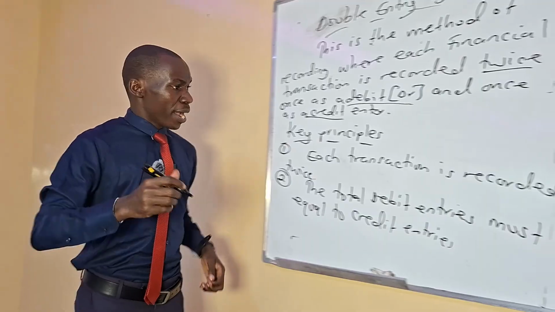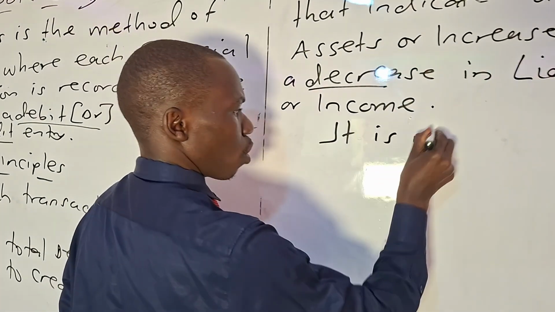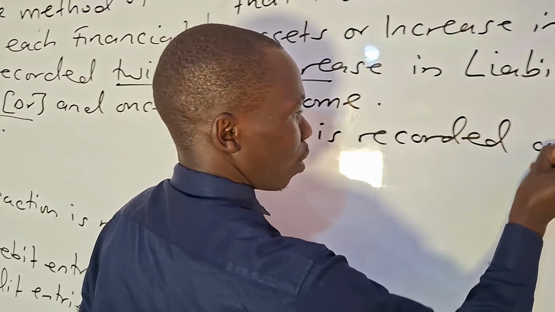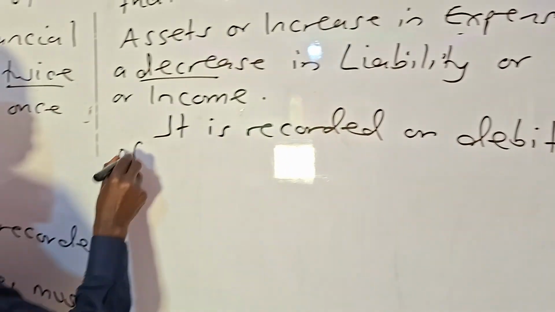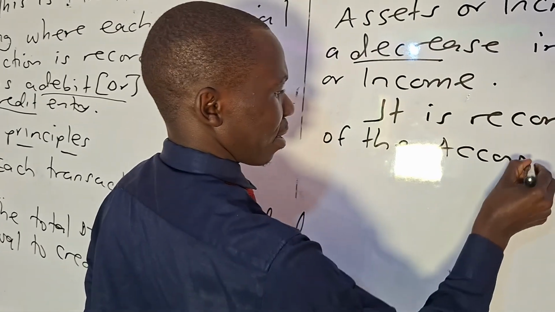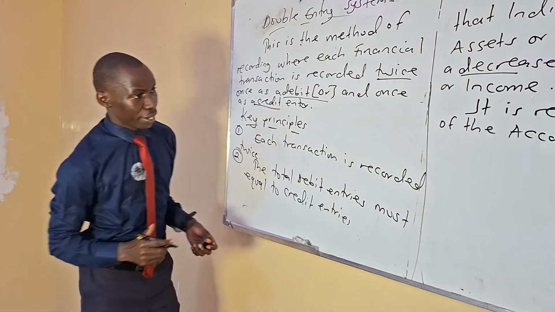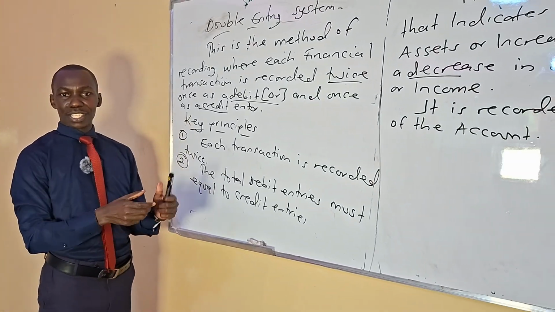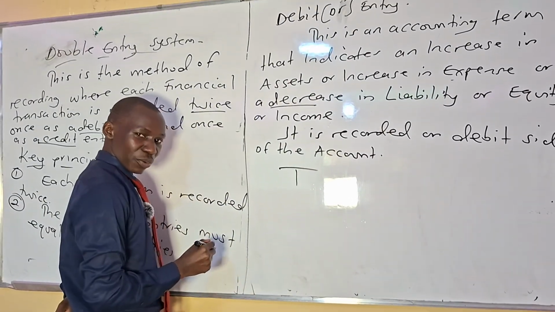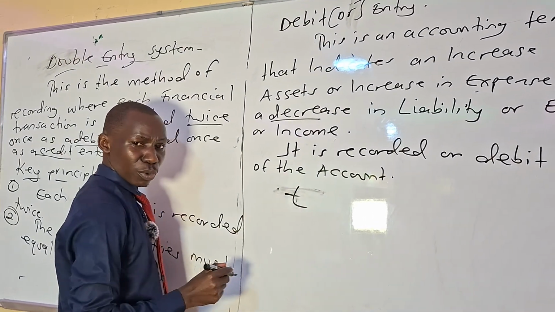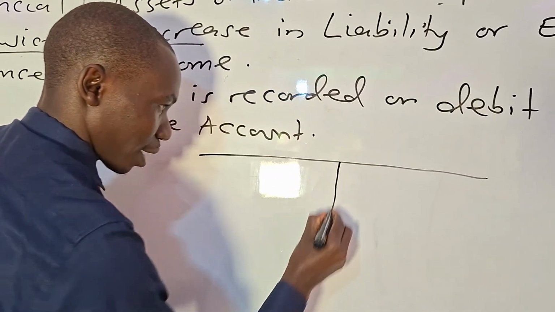What you should know, it is recorded on the debit side of the account. Now I can give you an example. As you may know, our account is represented in the form of a T. Letter T is written like this, right? You know that, not this one. Don't give me small t. I'm talking about capital T.